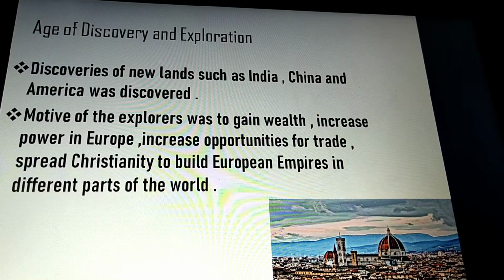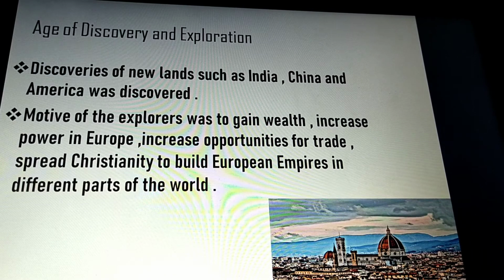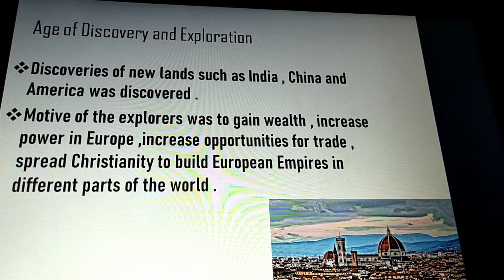Now we come to the age of discovery and explorations. This was the time when new discoveries and explorations were done. New lands such as India, China and America were discovered.